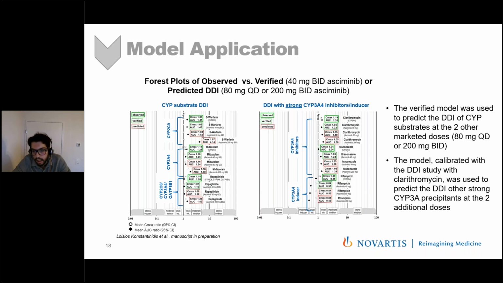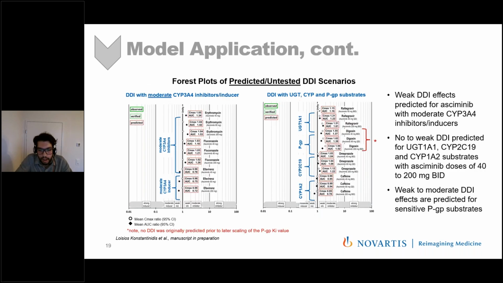And on the right part of the slide, the model, which was calibrated, as we mentioned before, with the clarithromycin DDI data, was also used to predict the DDI with other strong CYP3A perpetrators at two additional doses. Here, for example, you see clarithromycin and itraconazole as CYP3A4 inhibitors and rifampicin as CYP3A4 inducer. Now, in the next slide, we have additional applications of the model, and here there are cases where we didn't have any clinical DDI available.